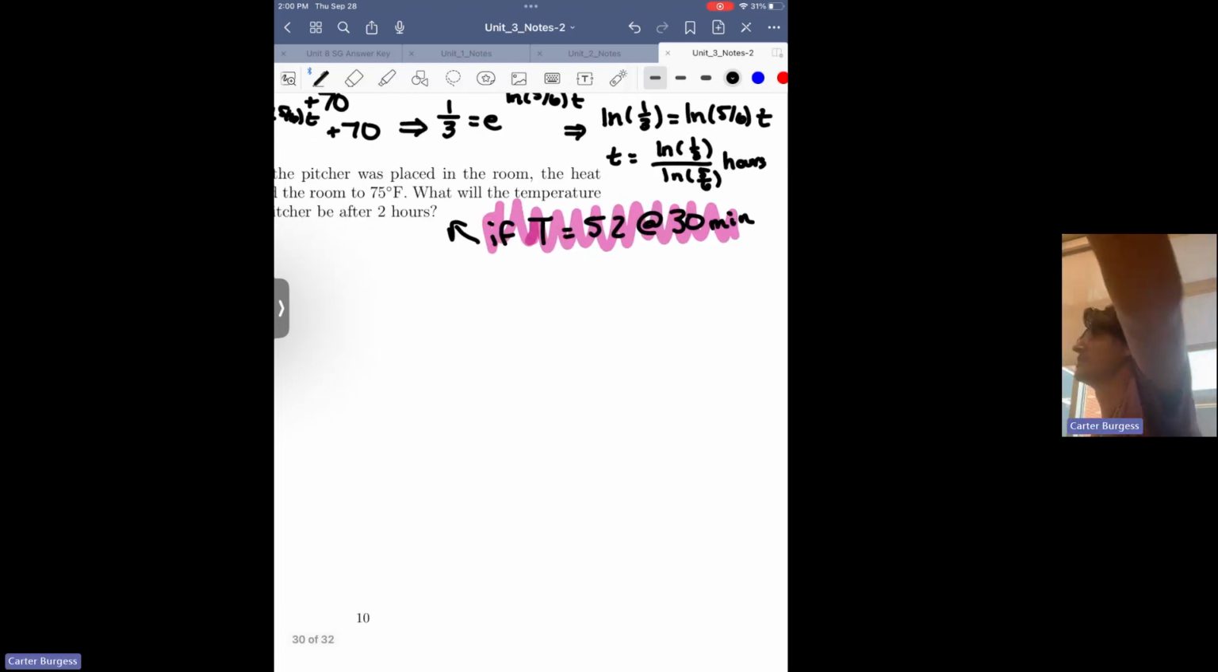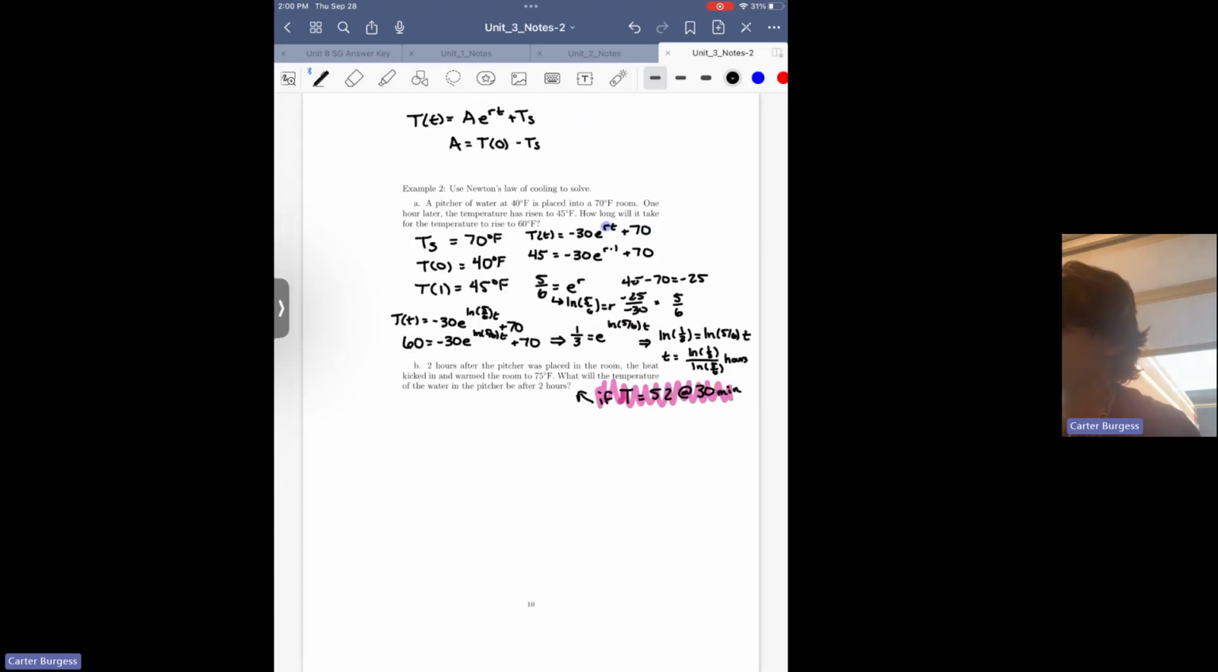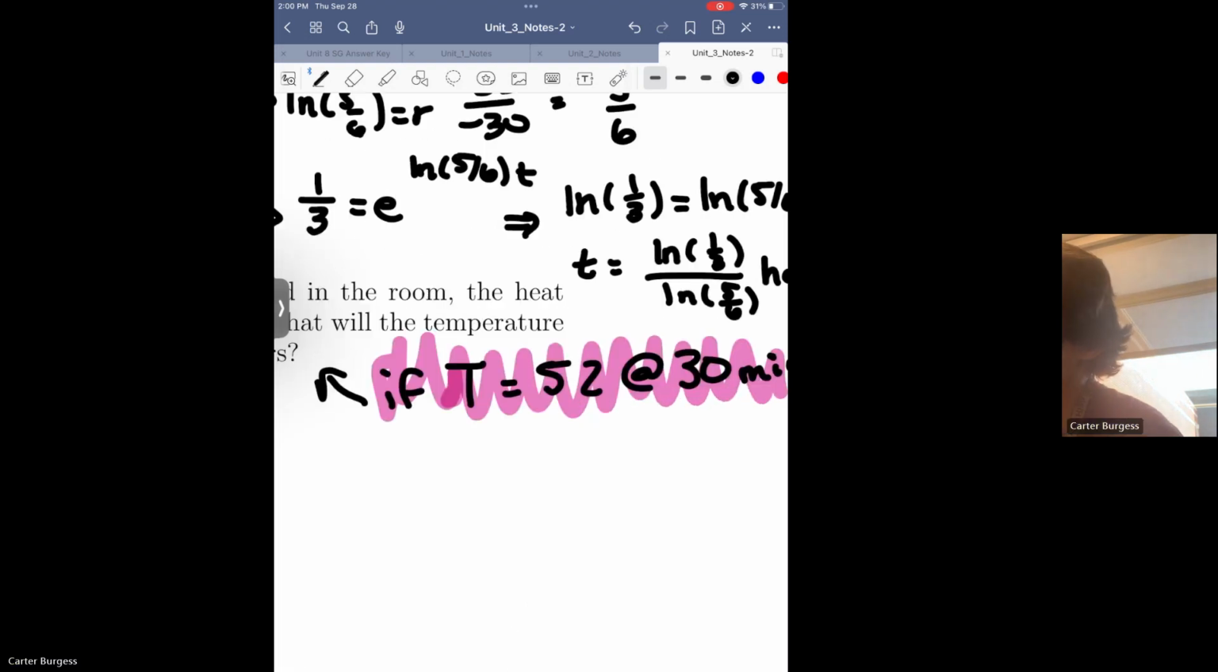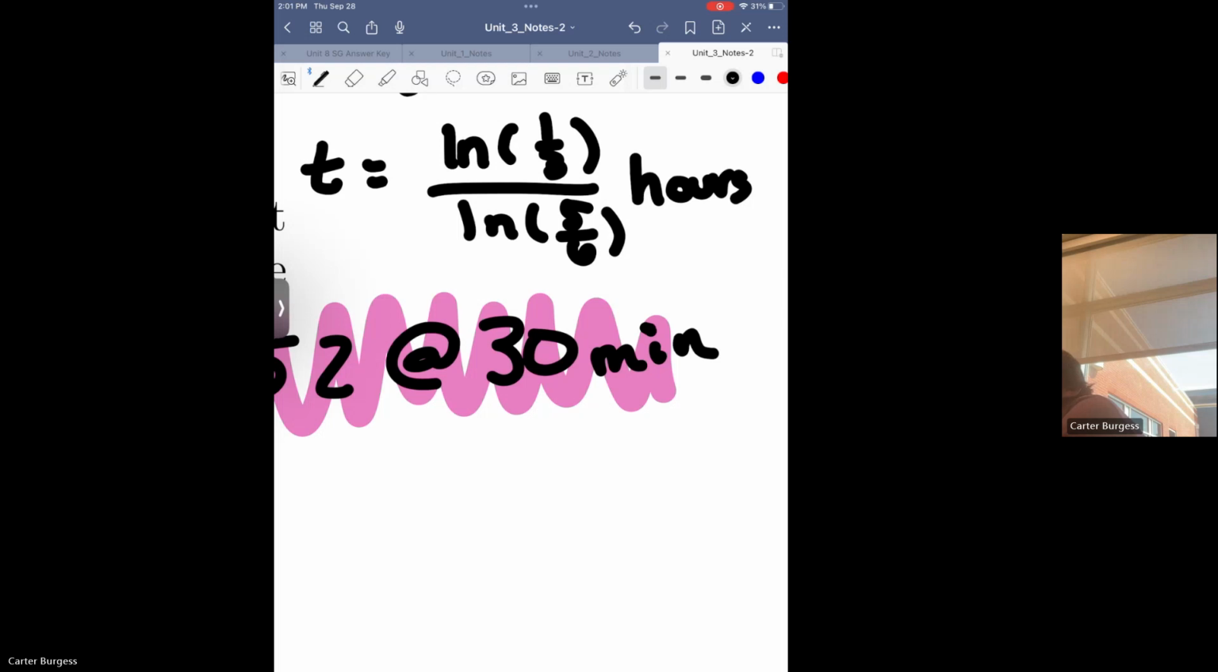As cool as that is, as precise as that is, it's not a very useful time metric. And so you'd realistically plug that into your calculator. And when I do that, I get that this is like 6.03 hours or something, or 6.02 hours. Ln of 1/3 divided by ln of 5/6. Yes. This one, which you just plug into your calculator. It's about 6 hours.